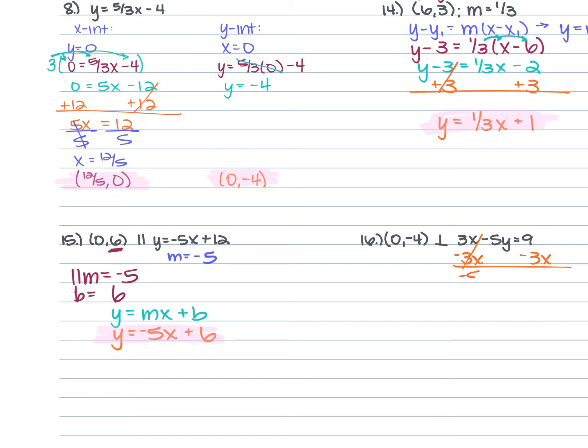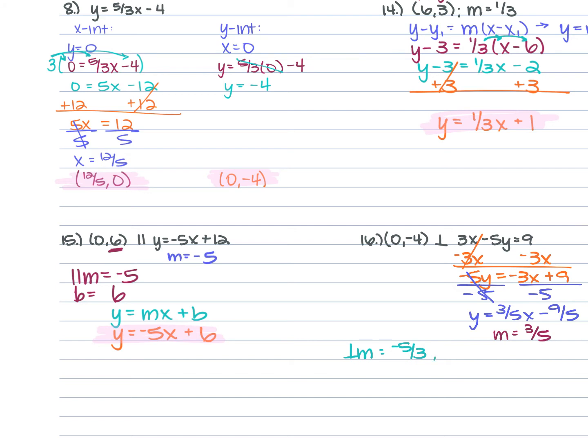This gives us -5y = -3x + 9. Now what? Divide by the -5 on each term. So this is y = positive 3/5 x - 9/5. The slope of this line is 3/5. The slope of the line perpendicular to this is opposite and reciprocal, so change the sign, flip the fraction, that gives us -5/3.